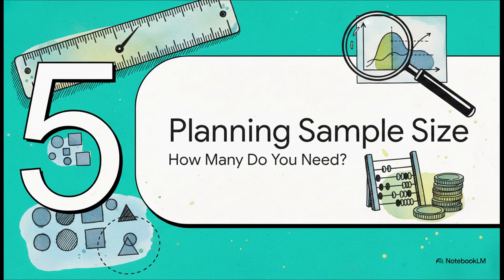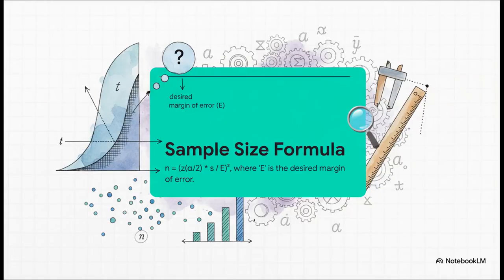That's great for after you've already collected your data. But what if you're designing a study from scratch? How do you even know how many people you need to survey to begin with? Well, you guessed it. There's a formula for that, too. This one actually lets you work backward. You decide ahead of time how precise you want to be. That's your E, your desired margin of error. And the formula will tell you the minimum sample size N you need to get there.